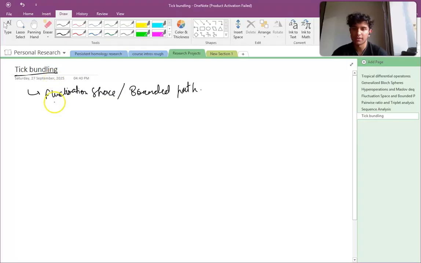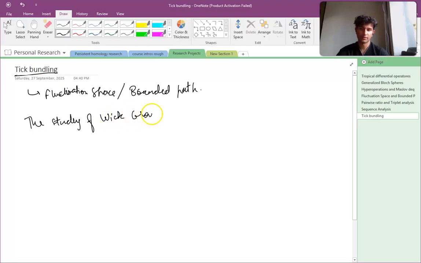Under tick bundling, what we study is we are basically conducting the study of big groupings. So, how do we study big groupings?